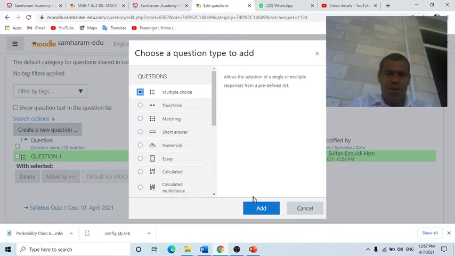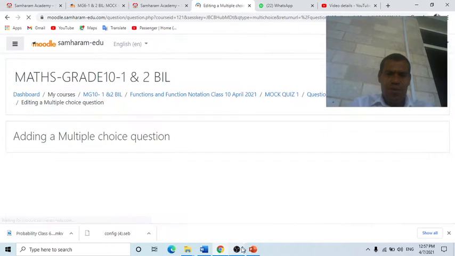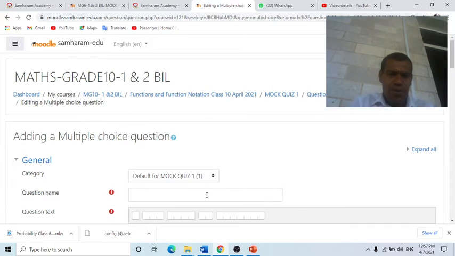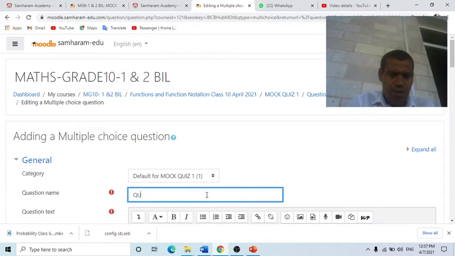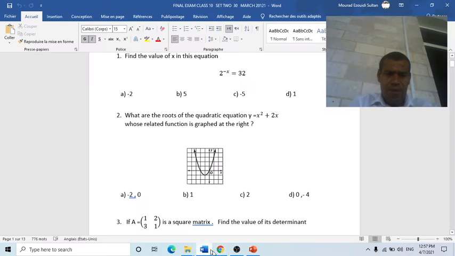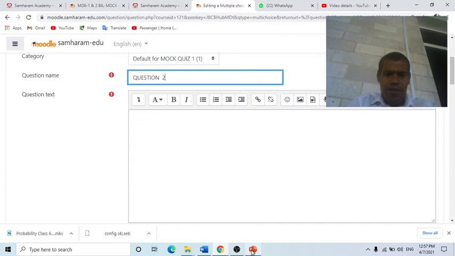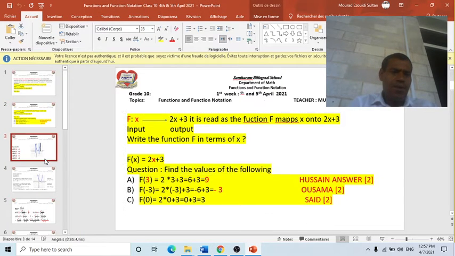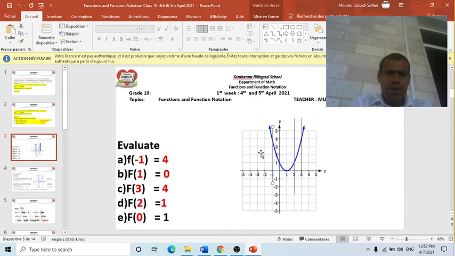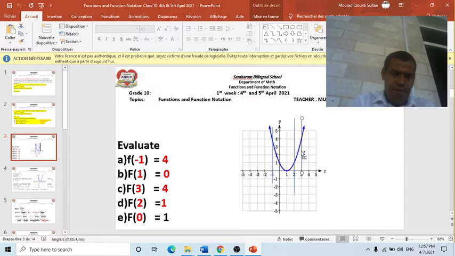If you would like to create another new question, for example, MCQ, I will do it again for you. So question 2, just write question 2, MCQ of course. Then come here and write your question or copy it from somewhere. For example, here I will take this one. I will copy all of this.